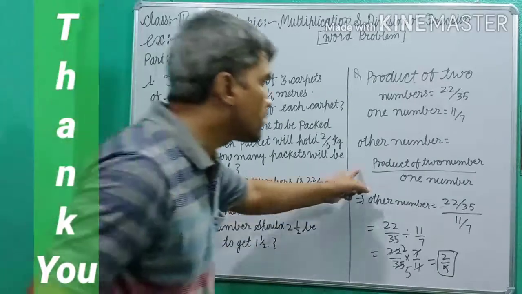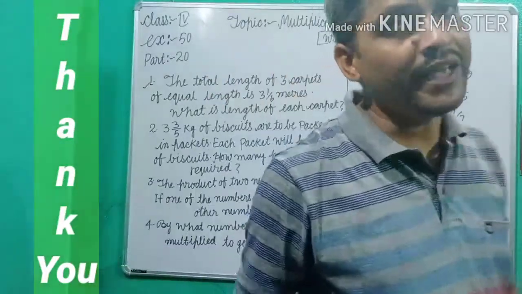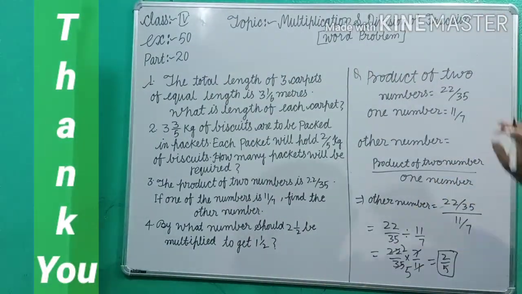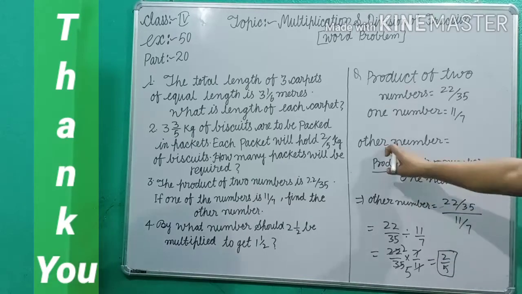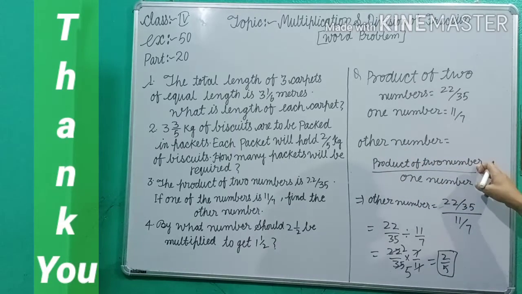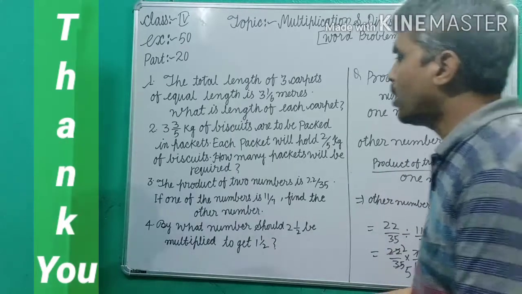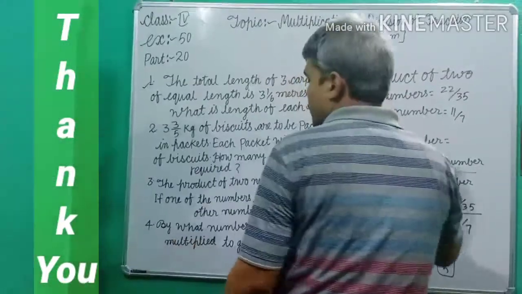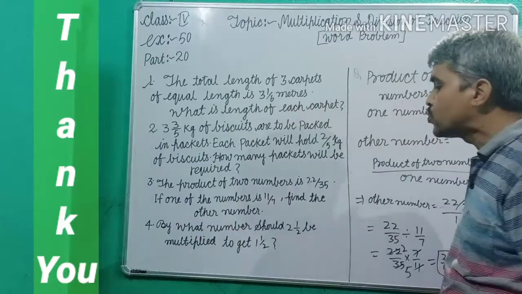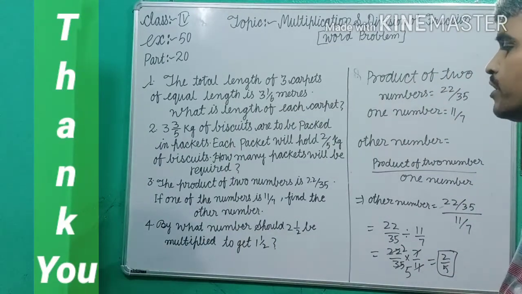You remember such a formula in LCM and HCF. Product of two numbers: if the first number is given, to find the other number, other number is equal to product of two numbers divided by one number. That's okay. In this way, you find out. Now, last question of this topic, dear students. By what number should 2 and 1/2 be multiplied to get 1 and 1/2?